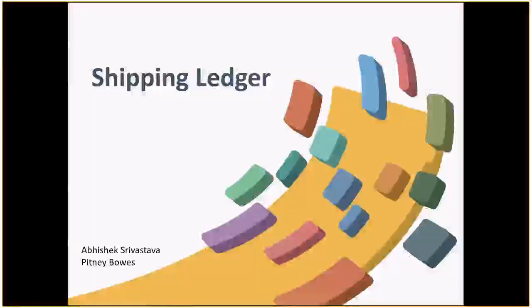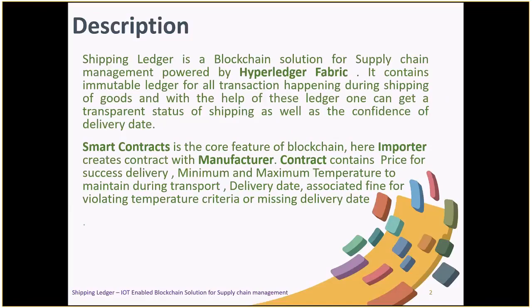I'm Abhishek. I'm going to present my hack idea, that is Shipping Ledger. Shipping Ledger is a blockchain solution for supply chain management powered by Hyperledger Fabric. It contains an immutable ledger for all the transactions happening during shipping of goods. With the help of this ledger, one can get a transparent status of shipping as well as confidence about the delivery date. The smart contract is the core feature of blockchain.